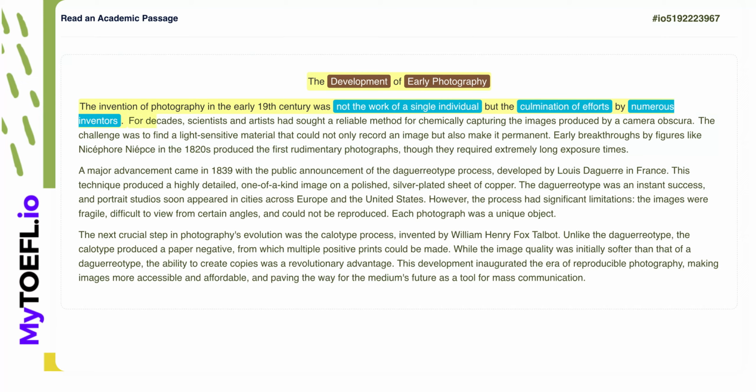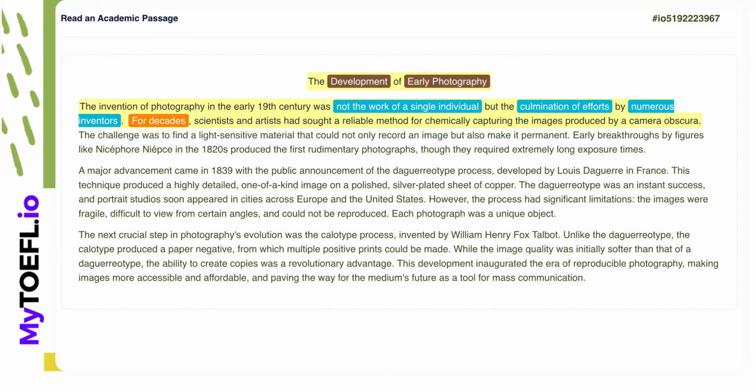For decades, scientists and artists had sought a reliable method for chemically capturing the images produced by a camera obscura. This sentence gives us the backstory. For a long time, or for decades, people were trying to find a reliable method. This shows the problem they were trying to solve: how to permanently capture images. The goal was chemically capturing the images, which tells us this was a scientific challenge.